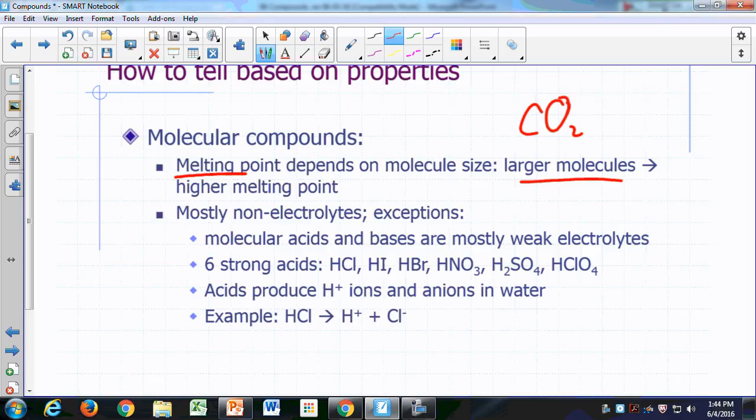It's already a gas. What does it mean if it's already a gas? That means it was a liquid. To turn it to a liquid, you have to go to a much lower temperature. You have to cool a gas, remember, to make it a liquid.